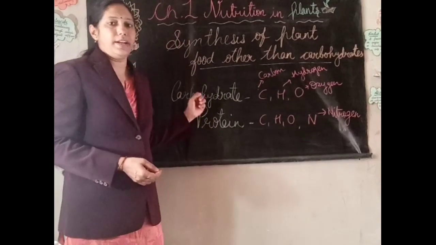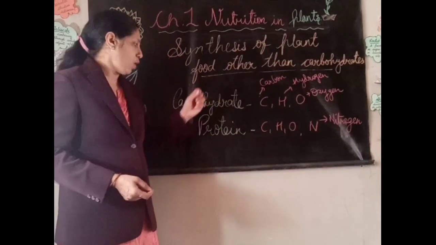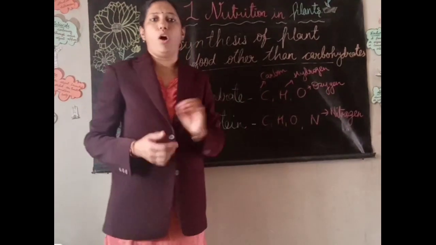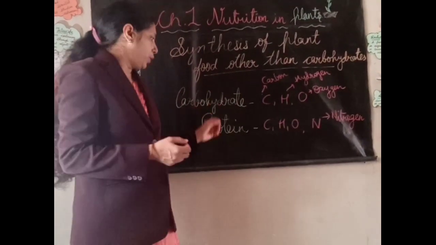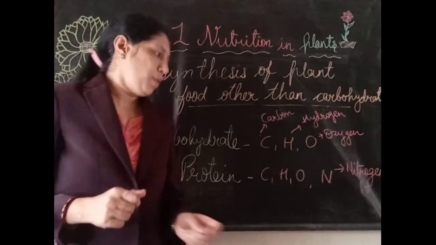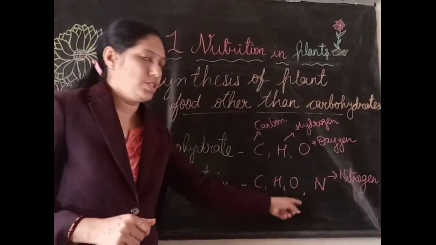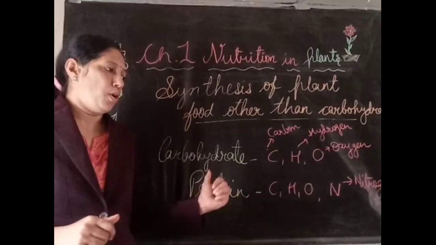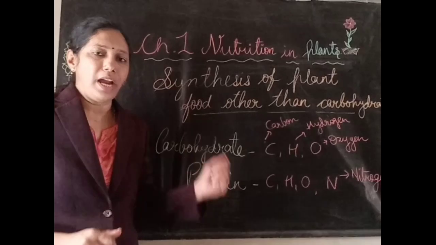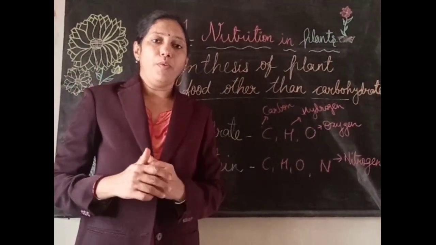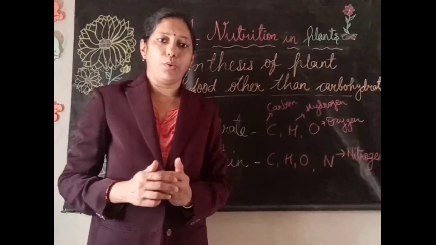These carbohydrates are used by the plants to form proteins and fats, which are the other components of food. But proteins are nitrogenous substances. Proteins are made up of carbon, hydrogen, oxygen and nitrogen. This nitrogen is necessary for the formation of protein. If nitrogen is not available, protein cannot be synthesized. So, from where does the plant get this nitrogen?